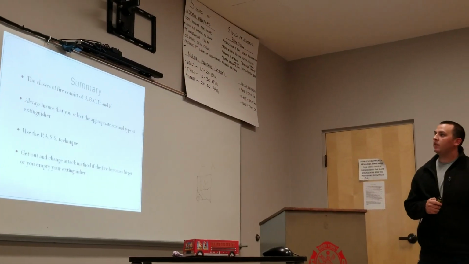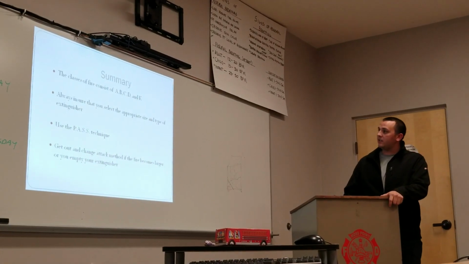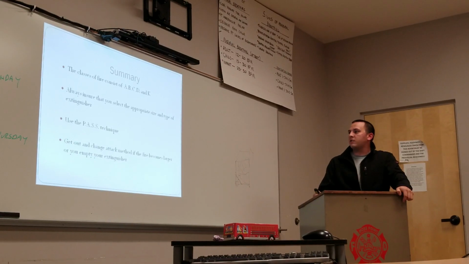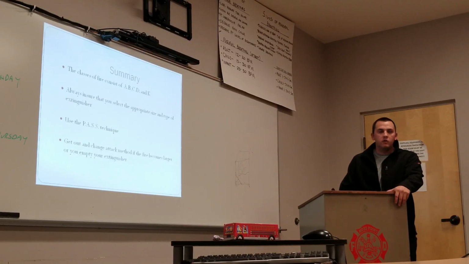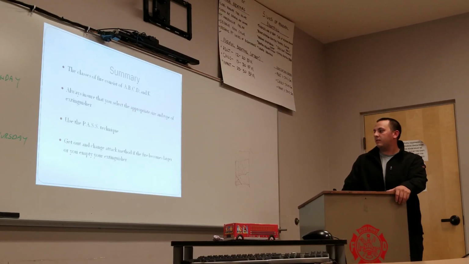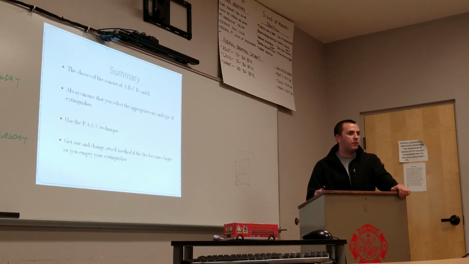Our summary for our class: we went over the classes of fire, which consist of A, B, C, D, and K fires. We want to always ensure that you select the appropriate size and type of extinguisher for the fire that you have. We want to use the PASS technique, which again stands for pull, aim, squeeze, and sweep. And we want to get out and change our attack method if the fire becomes larger and empty your extinguisher. If the fire is too large for the extinguisher you have, you want to go out and maybe rethink your attack method with a hose line.